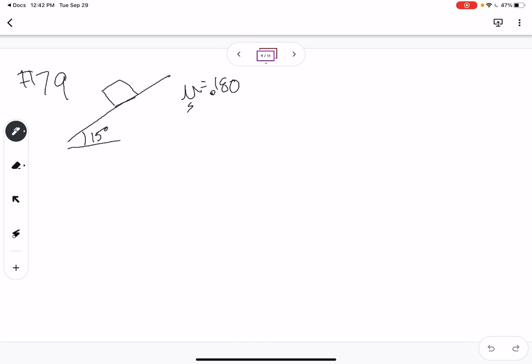And it says the initial speed at the bottom of the incline is 1.5 meters per second. And it asks, how far does it travel before coming to rest? Alright, so it's asking for displacement. And the first thing I'm going to do, as always, free body diagram. I'm going to do that right over here.